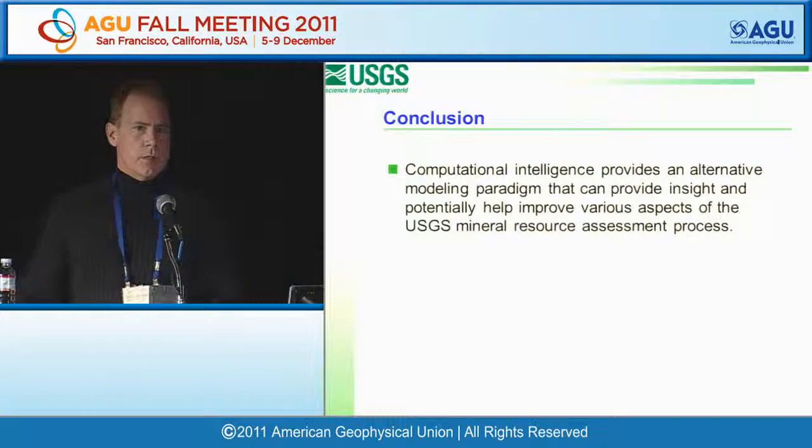And that brings me to the conclusion. What I found over the last couple of years in just some simple analysis is that computational intelligence provides an alternative paradigm that's worthwhile pursuing and at least considering in improving and providing insight for potentially helping us improve the USGS mineral resource assessment process. So thank you very much.